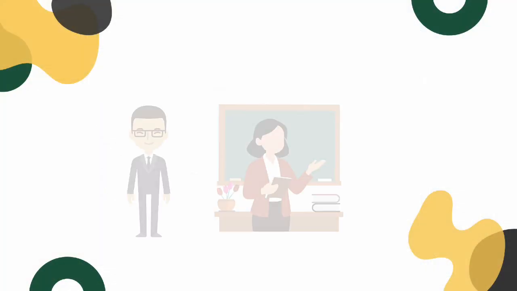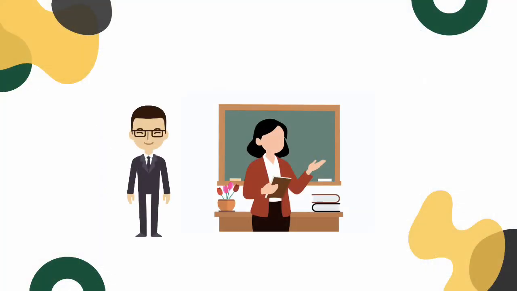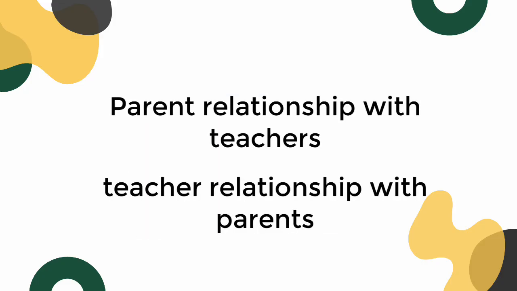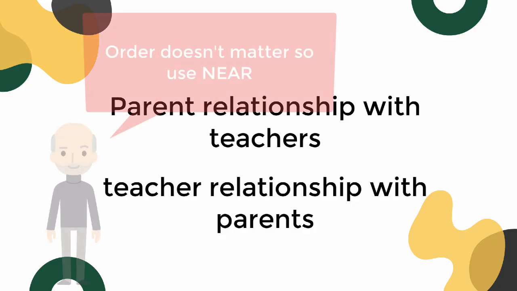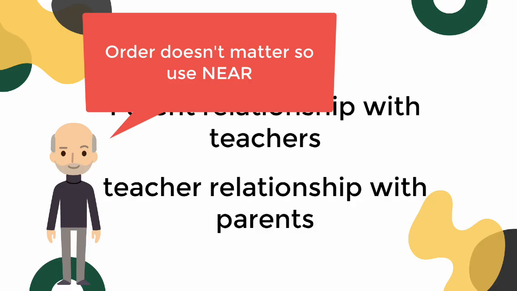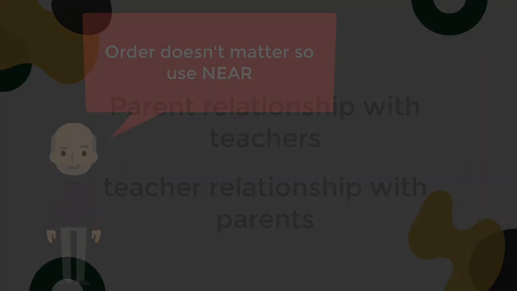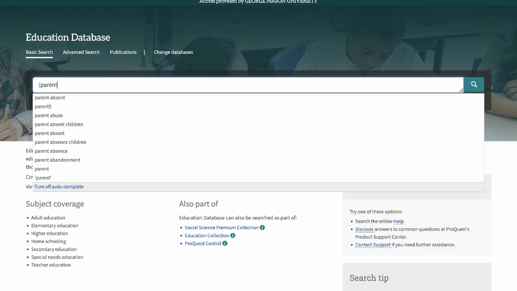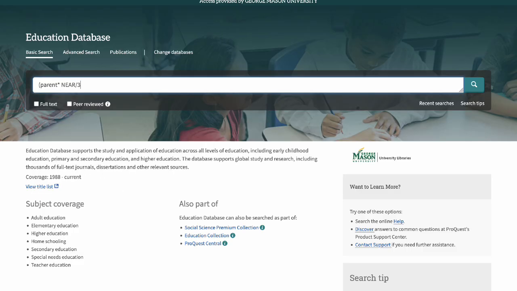Now let's go back to our previous example of the parent-teacher relationships. Since it does not matter to us if the word parent or the word teacher comes first, nor if it is a parent-teacher relationship or a relationship between parents and teachers, this is a great opportunity to use N or near. Let's tie in our previous nesting strategy as well. First, we want the database to prioritize the words parent and teacher to be near each other. So we are going to put these in parentheses with near 3. This is saying that we want at most 3 words between parent and teacher in any direction.